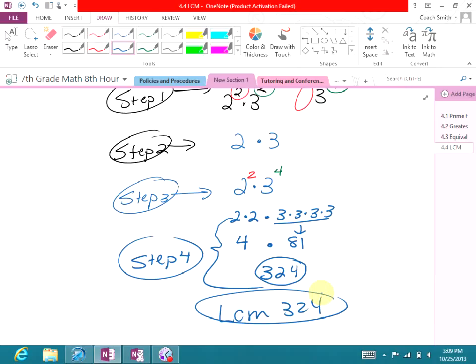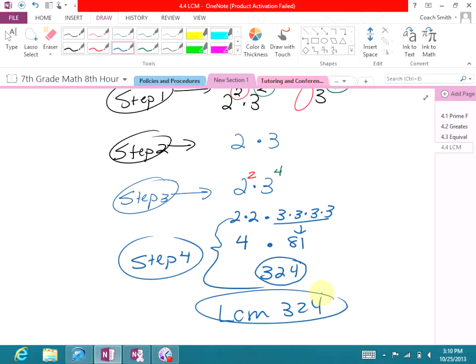So you can imagine going with 36 and listing 36, 72, all the way up to 324. You'd have to do it 9 times. Okay? Because 36 times 1 is 36. 36 times 2, 72. 36 times 3, 108. Okay? 36 times 4, 144. And so you'd have to do that all the way to 324. That's not practical. That would take way too much time. Okay? And so that's why we're doing it this way, using prime factorization. Okay? Just like we did on the greatest common factor.